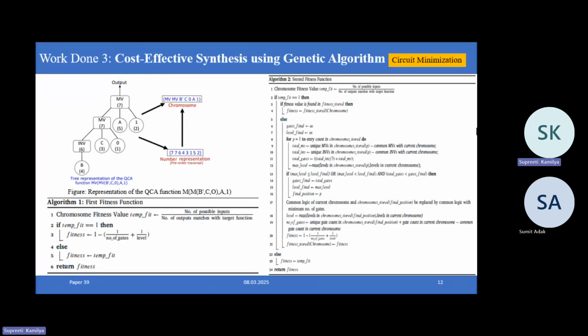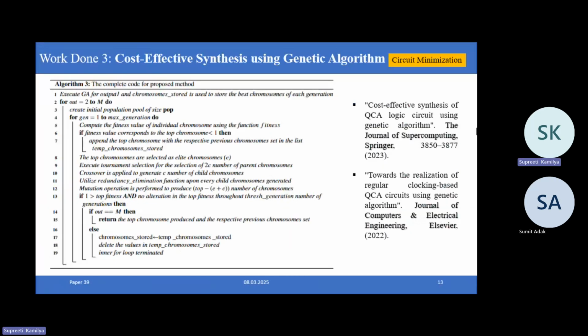Another thing you can find is that in the case of total gates, we have given the priority to total inverters divided by 3, because a majority voter has 3 inputs, but an inverter has 1 input. That's why we have prioritized the inverter less compared to the total majority voter, and that way fitness 2 is calculated. After that, the total overall algorithm is given here, and for this contribution, I have published 2 papers, which are represented here.